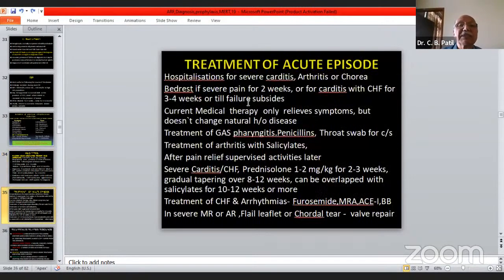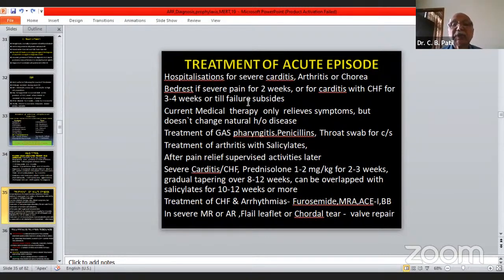previous streptococcal infection. Now, coming to the treatment of an acute episode of rheumatic fever, hospitalization is required for severe carditis as well as arthritis, and if they are suffering from chorea. Bed rest if severe pain, like arthritis, at least 2 weeks are required. Whereas if there is a definite carditis with congestive heart failure, definitely prolonged bed rest is required till the failure subsides and other parameters like CRP, ESR, everything comes down.